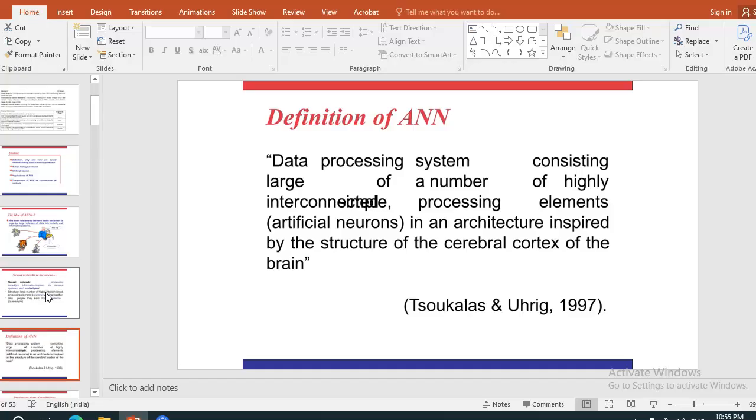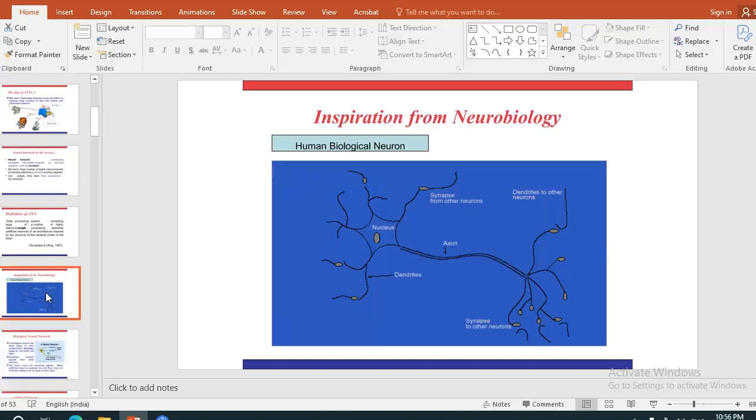We have to make the human brain work artificially by training it. We have to train the model before implementing it into real-time applications. That is artificial neural networks. This is the inspiration, the idea, the prior methodology to get ANN.